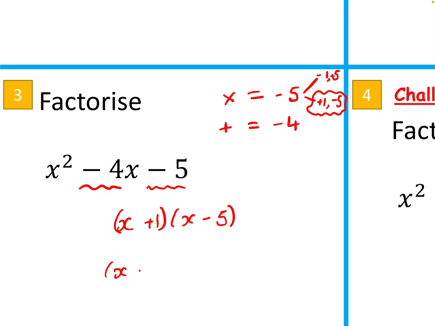Alternatively, you could have written this. So you can change the order of those brackets, but you must make sure the positive and negative signs are with the correct numbers, so when you add them up, you get that middle term here.